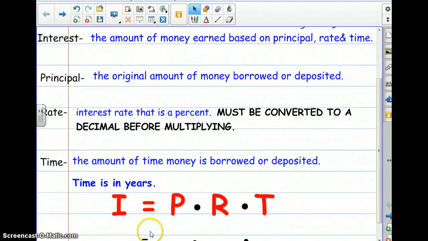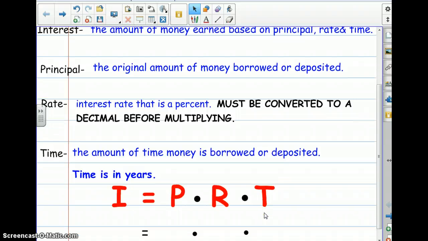So again, we have our formula. I stands for interest, the amount that's earned. How much money are we paying if we borrow, how much are we earning if we deposit. Principal is the original amount. The rate is a percent, it's our interest rate, and remember we have to convert it to a decimal. And then there's time. The amount of time has to be in years, and if it's not, there's a way to convert it, and I'll show you that as we go along.